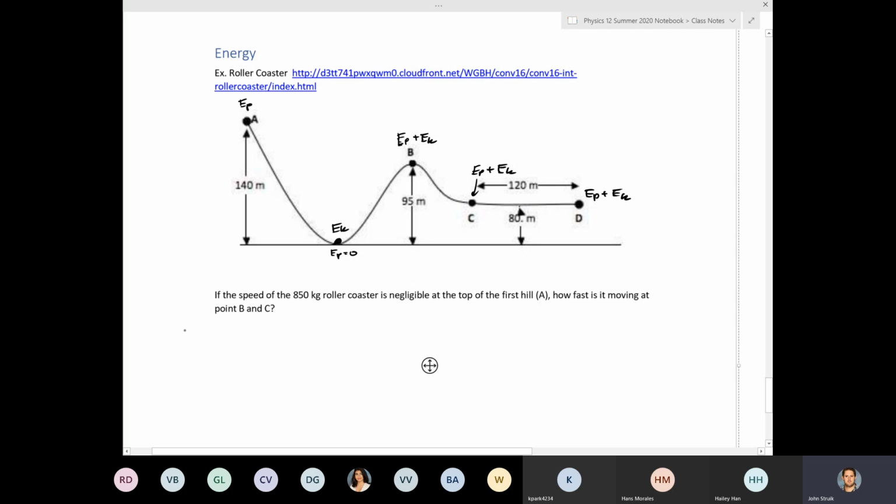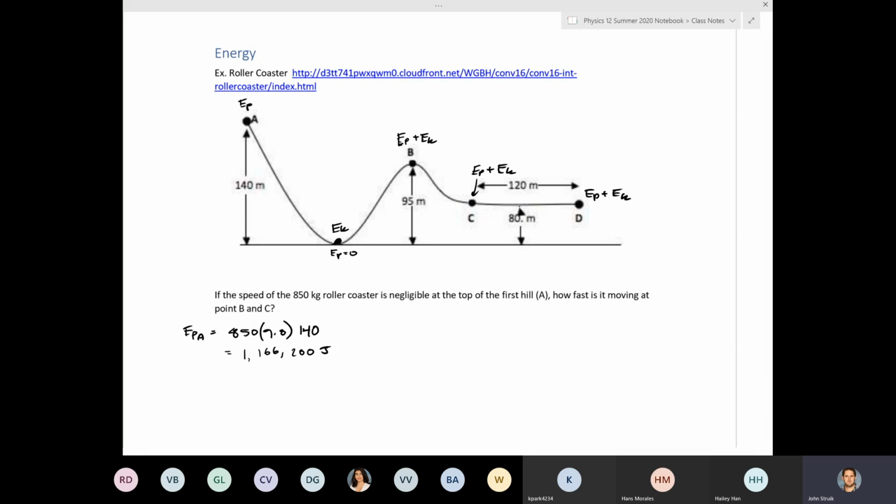Let's find the EP at A first. EPA is going to be mgh, so 850 times 9.8 times 140. So that's going to be 850 times 8 times 140. That is 1,166,200 joules.